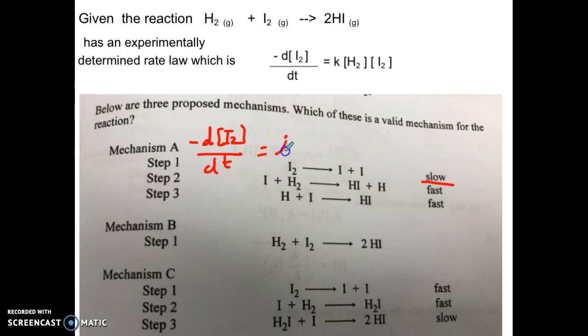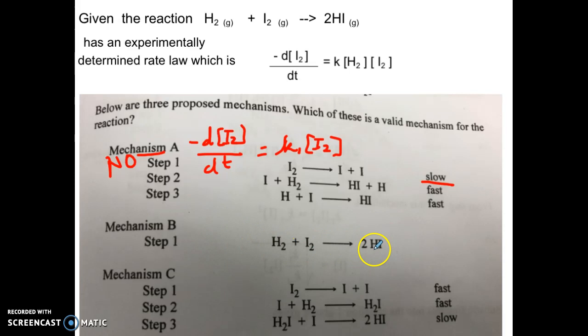And again, you could substitute that for the word rate. That would be fine. It would equal some K constant, which would be my equilibrium constant for step one, times the I2 concentration. So right here, we can say that no, mechanism A is not a valid mechanism because it does not match this experimental rate law. So for mechanism A, the answer would be no, that is not a valid mechanism.